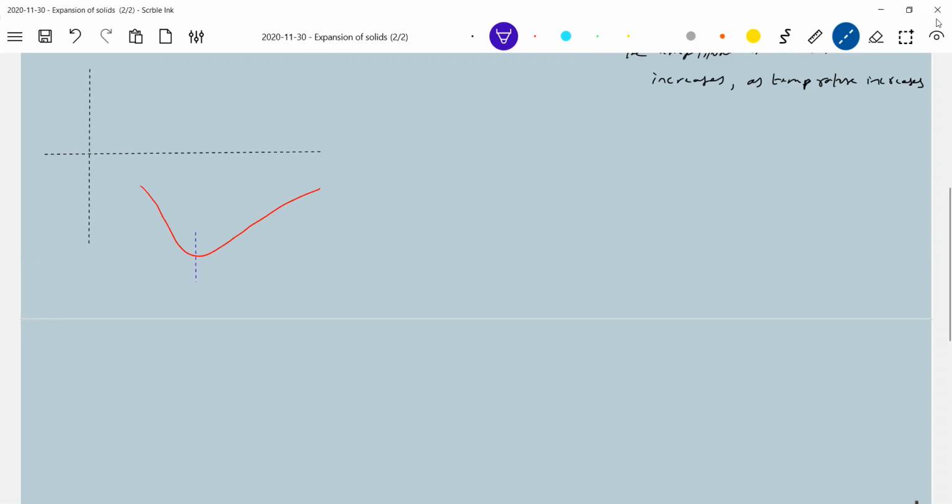Now, is this curve symmetric? There's no symmetry, is there? What is this? This is the interatomic distance, and this is the energy, the potential energy. Now let this be R naught.